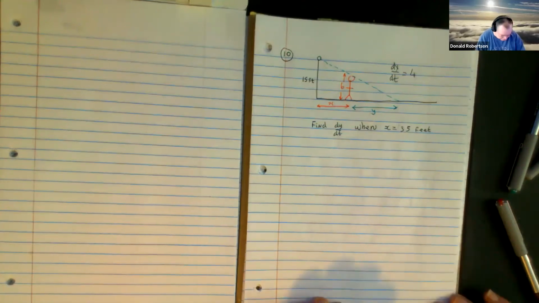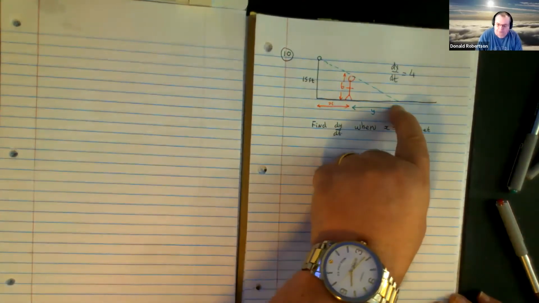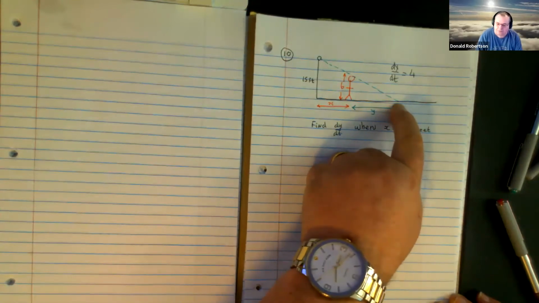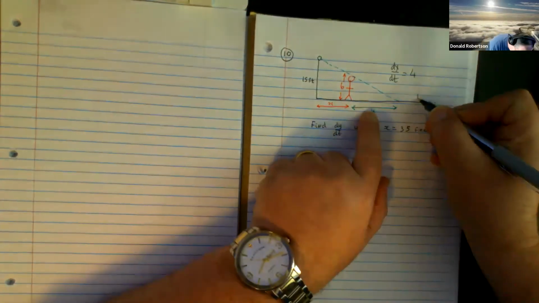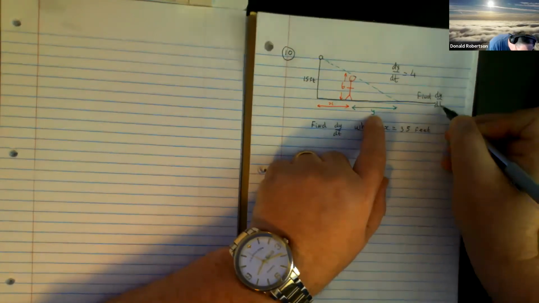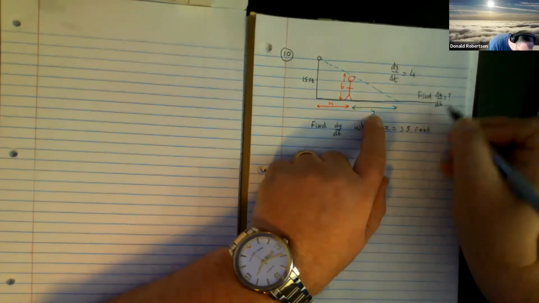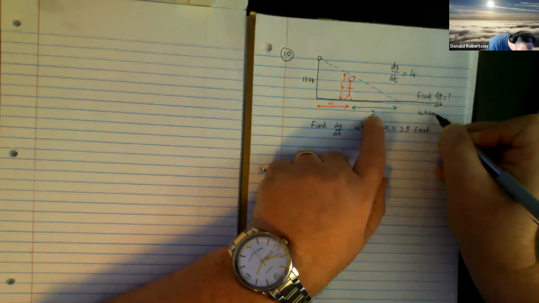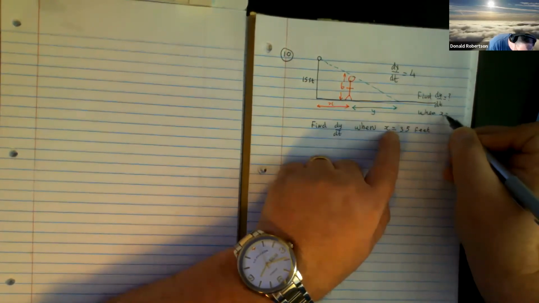And then they say, how fast is the tip of his shadow moving? It's there. So they're saying, find that guy. And you have to do it when x is 35.